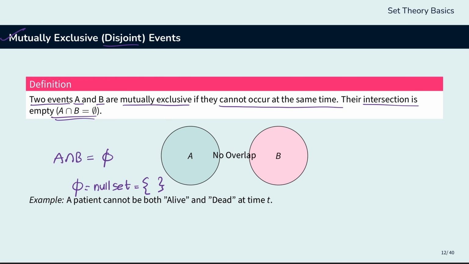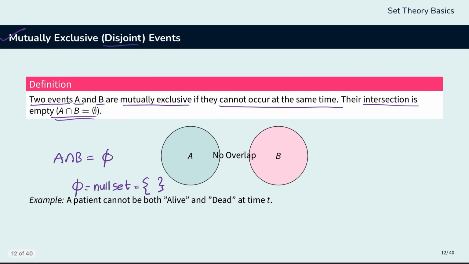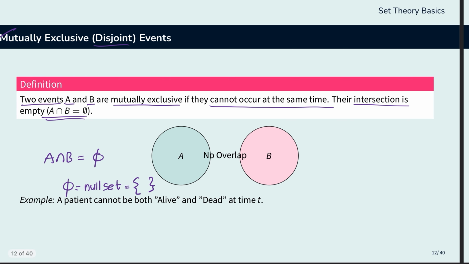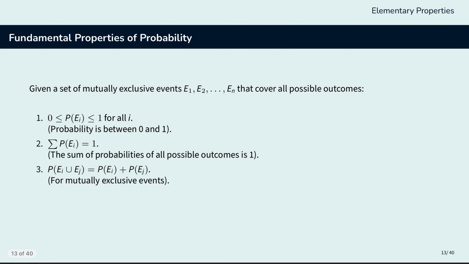If you draw a Venn diagram, then A and B are two distinct events. They cannot be both at the same time. An example of this is that a patient cannot be both alive and dead at the same time. They can either be alive or be dead. There is no state where they can be alive and dead at the same time.